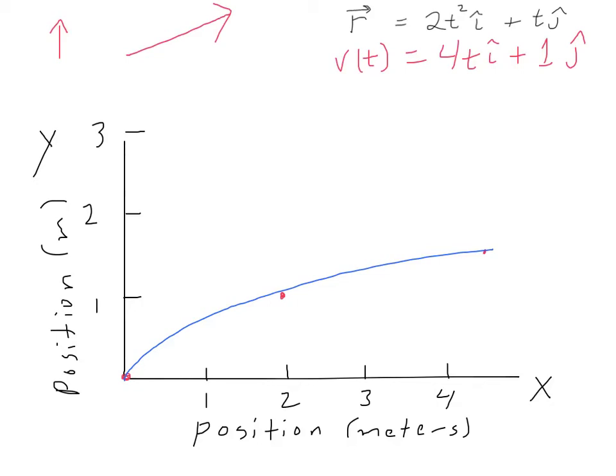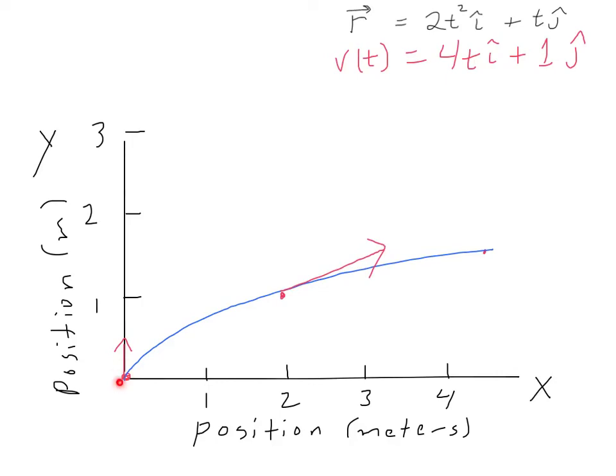Now here's what's really cool. Notice at 0 seconds, the velocity here would be right here at the position vector at 0 seconds. Notice that's where the object is at 0 seconds, and the velocity at 1 second would be right here.